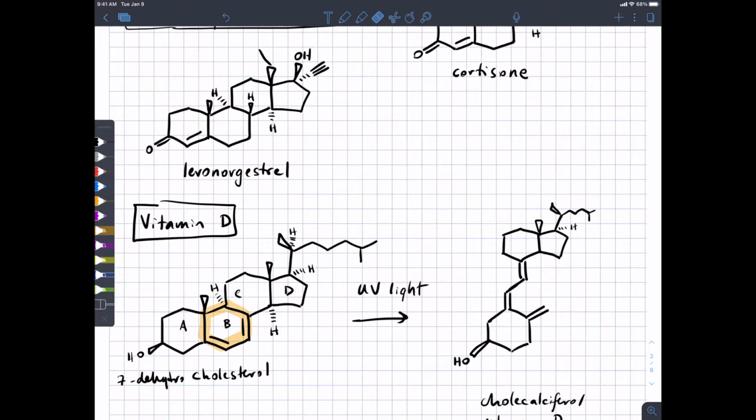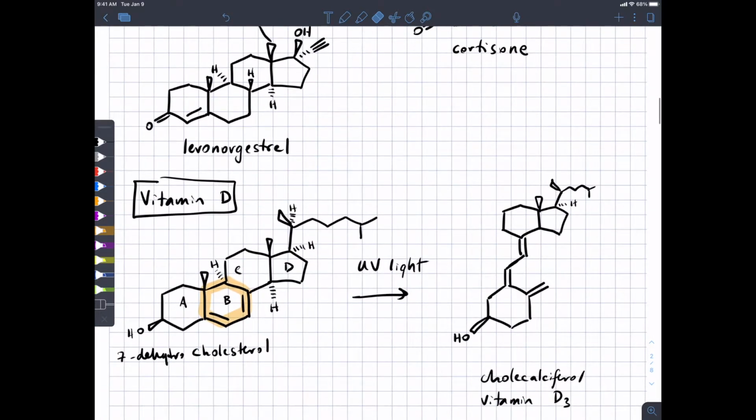Okay. In any case, in a reaction we won't talk about in this class, and you may have to wait till 352 to get this, this particular six-membered ring under UV light can open up. And it gives you this molecule called cholecalciferol or vitamin D3. And so getting UV light is a trade-off between vitamin D and sunburn, and humans across the world have developed different ways of, or rather evolution has developed different ways of dealing with that trade-off.